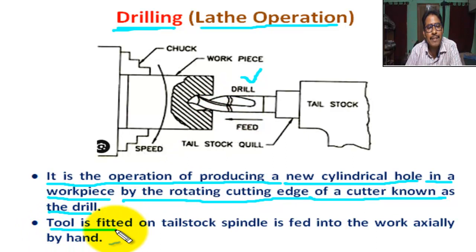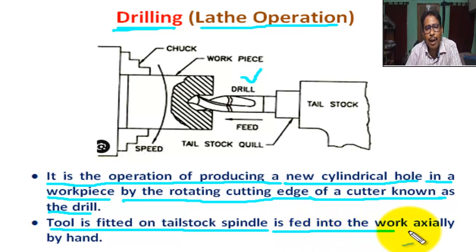The tool is fitted on the tailstock spindle. It is fed into the work axially by hand, rotating the tailstock hand wheel.